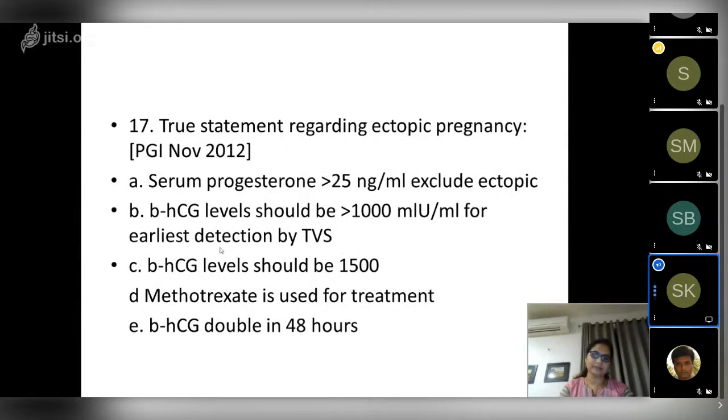So answer B is also right, because as I mentioned, more than 1000 milli international units per ml of beta HCG should be present for detection by TVS. So that's a right statement. Now coming to C, beta HCG level should be 1500. This is a very straightforward statement. Beta HCG levels should be 1500 for ectopic pregnancy. Do you think it's the right statement or the wrong one?